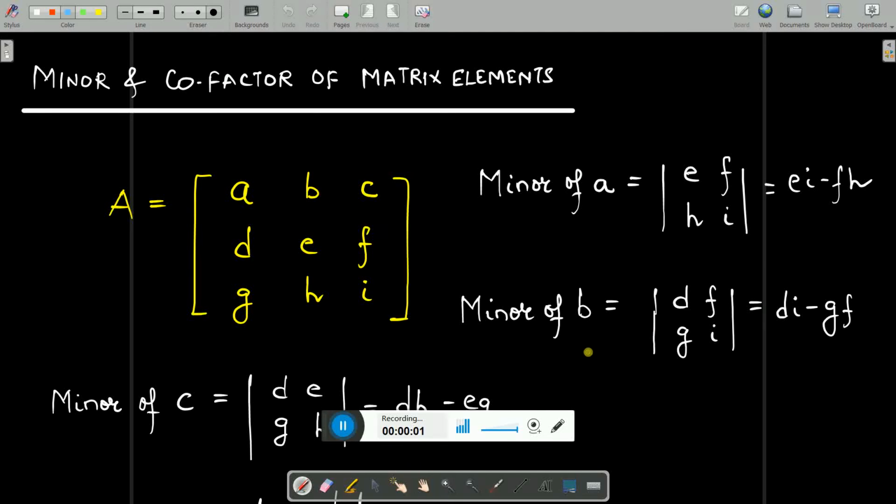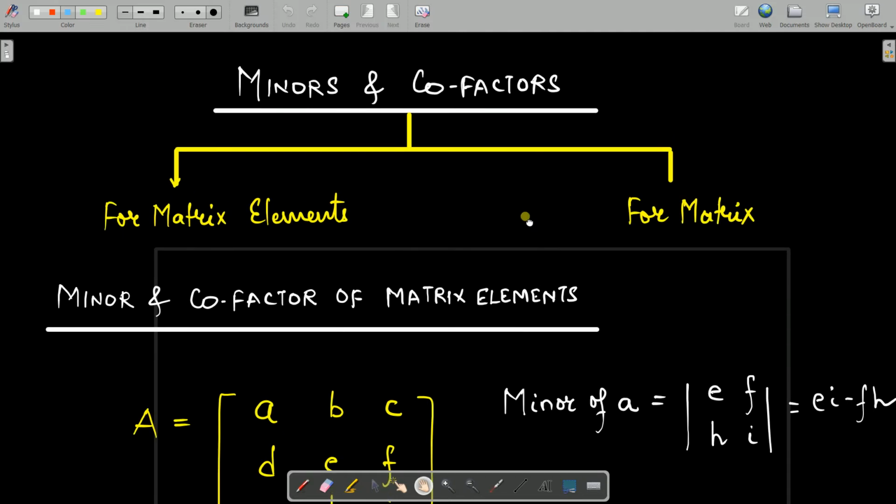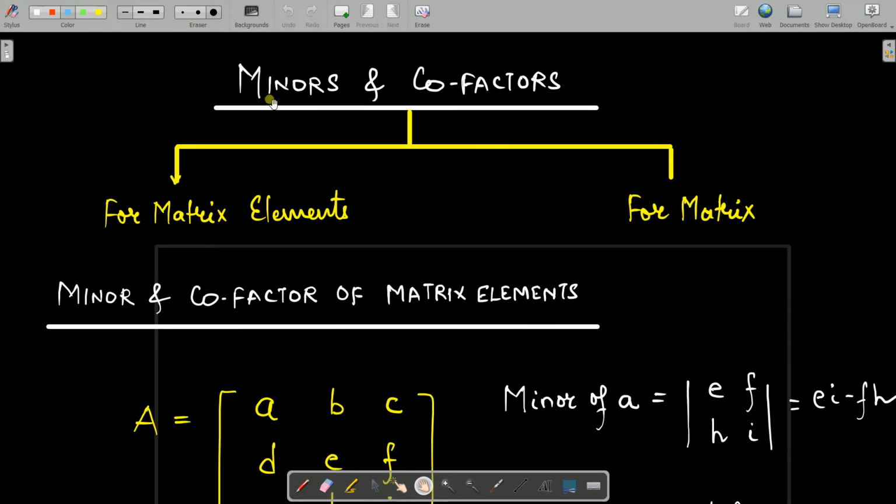So, minors and cofactors. In this lesson, we are going to learn about two different terms, minors and cofactors. First we will learn how to find the minors and cofactors for each matrix element, and then finally we will learn how to find the minors and cofactors for the entire matrix.